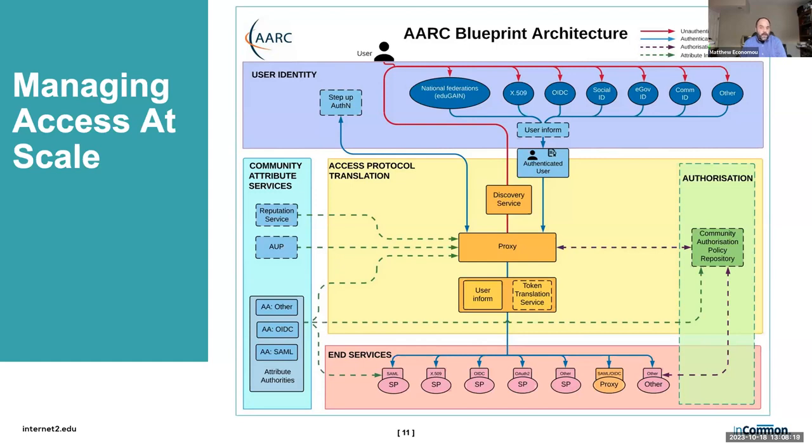But an AAI, authentication and authorization infrastructure, or virtual organization, has three essential components. There's a user registry that manages information about research collaboration members and their access rights. There's a policy repository that controls access to end services based on users' entitlements. And there's an identity proxy that combines campus IDP provided user information with registry managed rights assignments.